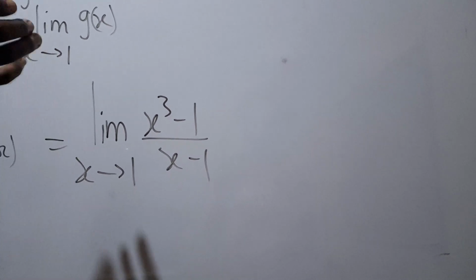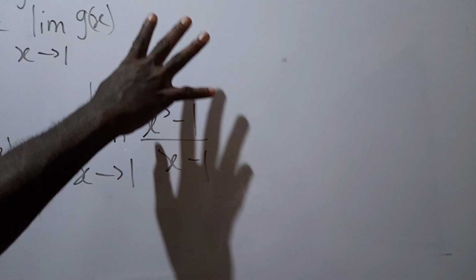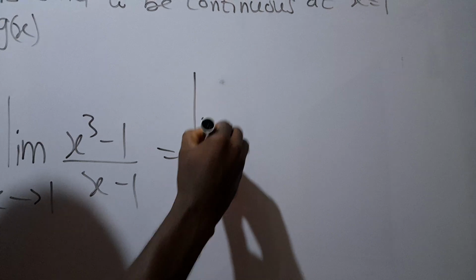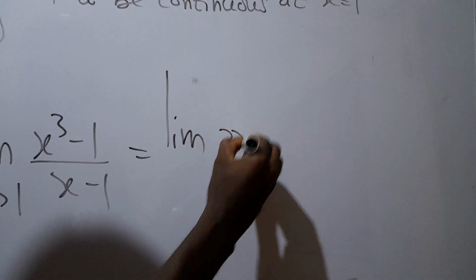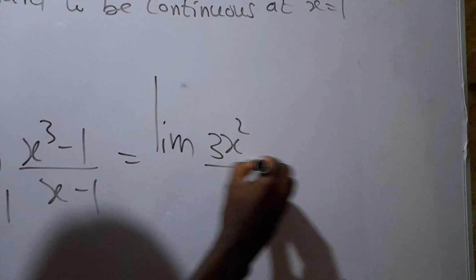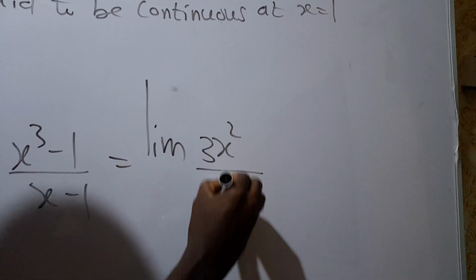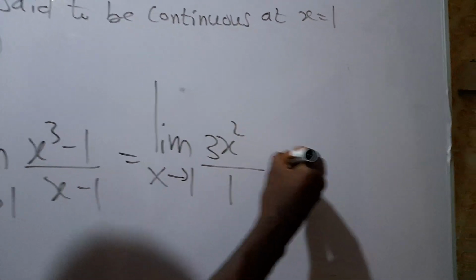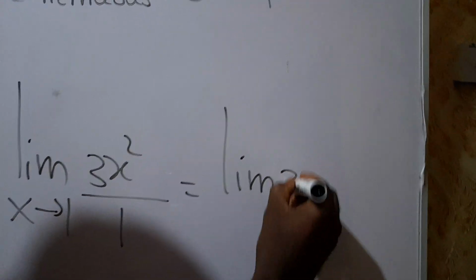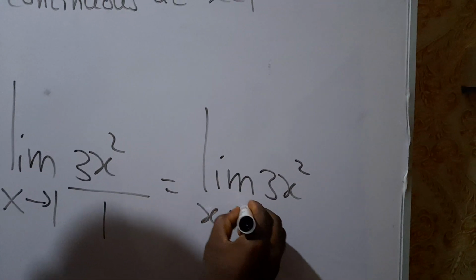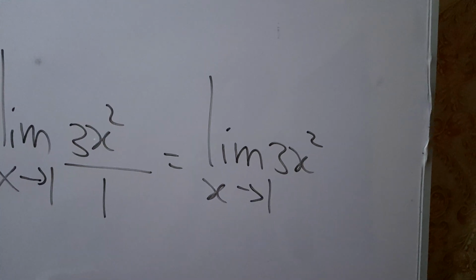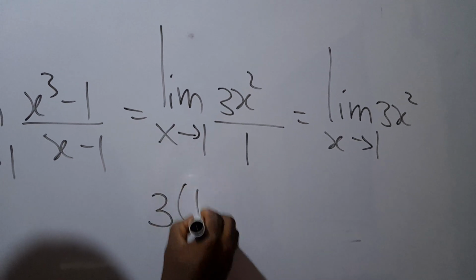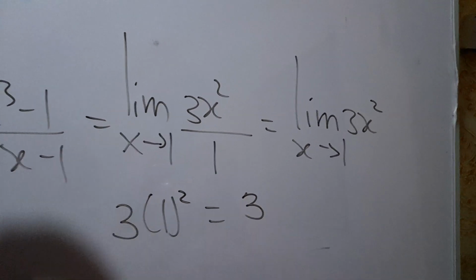So what do we do? We use L'Hopital, which says that we differentiate the top separately, differentiate the bottom separately, then we substitute. So this will be equal to the limit. When we differentiate this, we get 3x squared. We differentiate 1, we get 0, over, when we differentiate x, we get 1. Then we differentiate that 1, we get 0, where x approaches 1. So this can simply be the limit of 3x squared where x approaches 1. So now we substitute that. In place of x we substitute 1, so that will be 3 times 1 squared, which is 3.